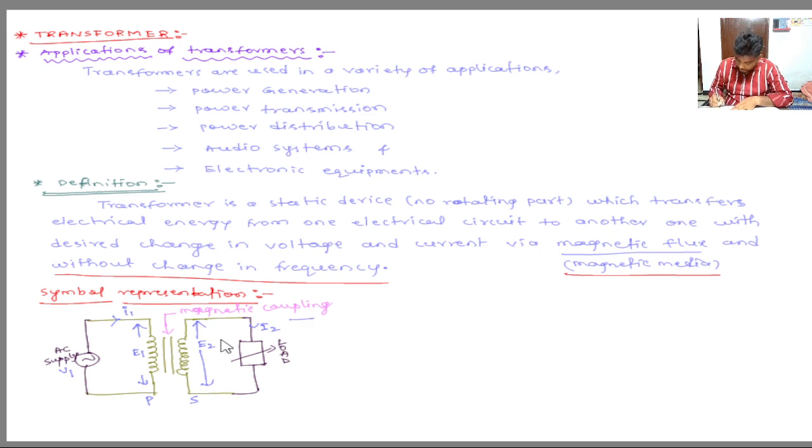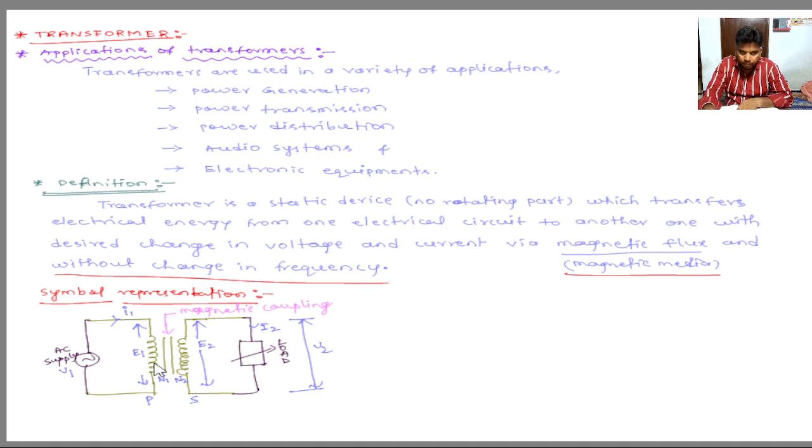When current flows across the load, there is a voltage V2 at the terminals, where V2 is called the terminal voltage. The primary and secondary have numbers of turns: primary number of turns N1, secondary number of turns N2. This is the symbol representation of a transformer.